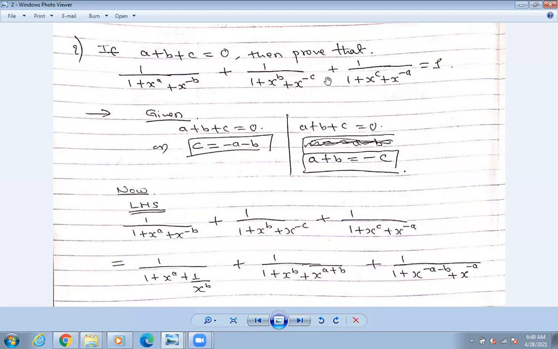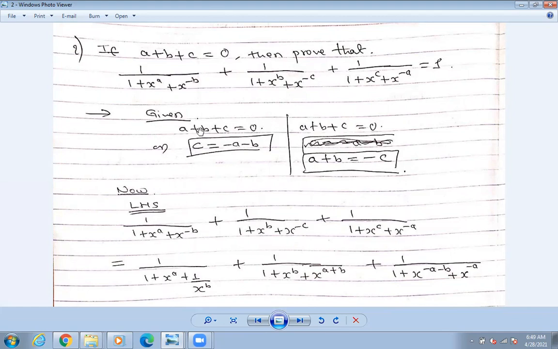We have already done this question before. What we need to do is use this first, and put its value here. We have a plus b plus c equals 0. So let us use the last number. What is the last number? C is the last number.